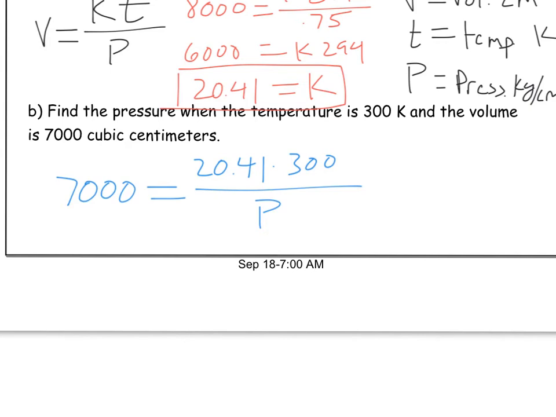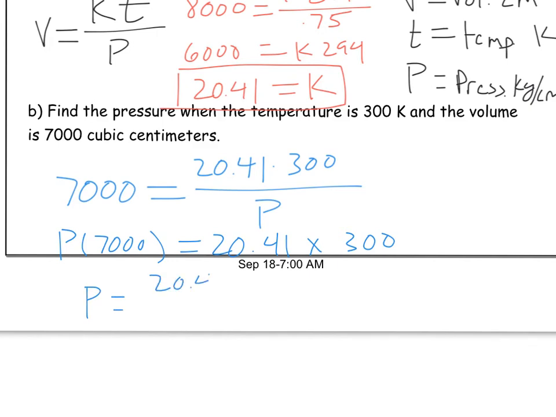Everything is just where it goes. I got 7,000 in for volume, 300 in for temperature. The constant applies to any problem that involves this gas law. Let's move that variable over here. Pressure times 7,000 equals 20.41 times 300. That could just be simplified and punched into a calculator. But just to finish it off here, I divide by 7,000.